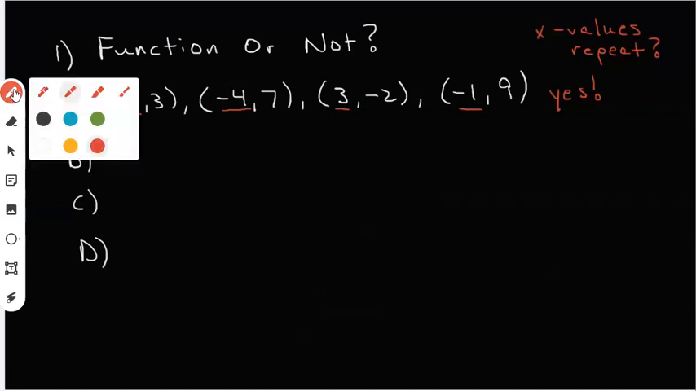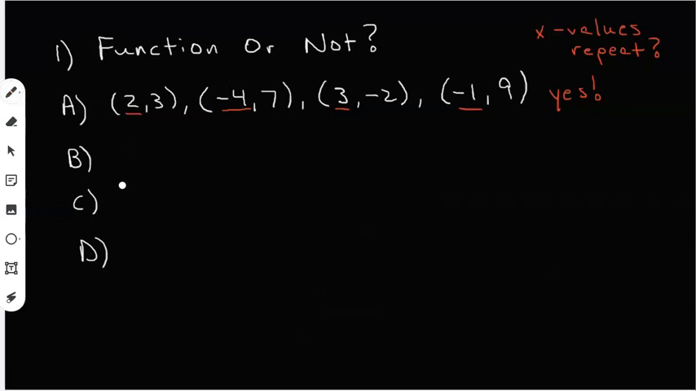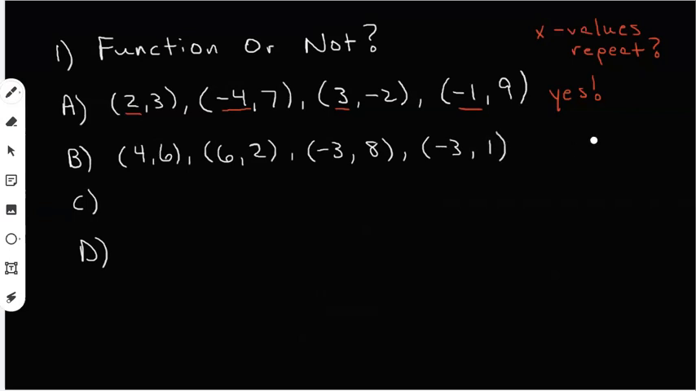Okay? Let's look at answer choice B. Answer choice B: we've got (4, 6), (6, 2), (-3, 8), and last but not least, (-3, 1). So now we're going to underline all the X coordinates first.